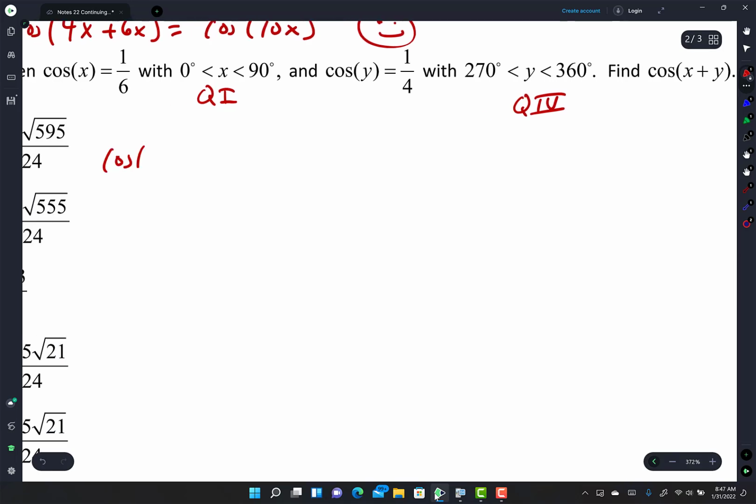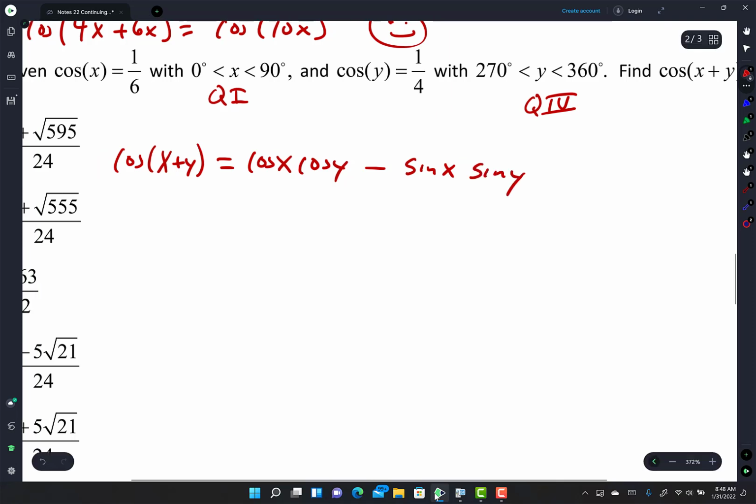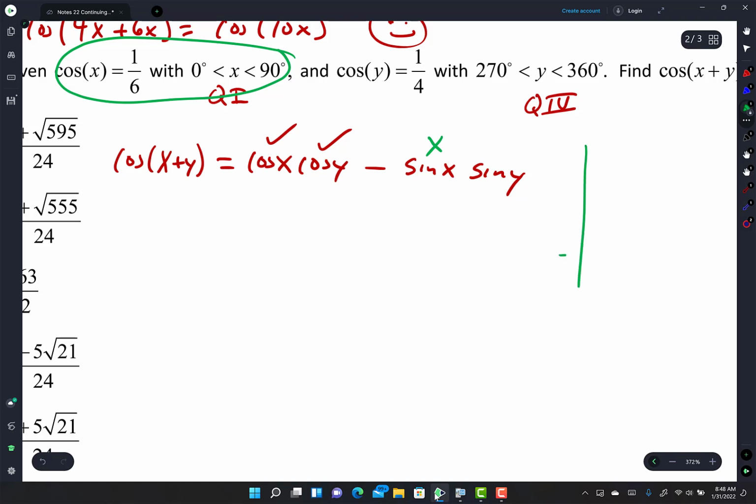So before I even start, I start with my formula. Cosine x plus y is cosine x, cosine y, minus sine x, sine y. Let's see what I have. I have cosine x, that's given, and I have cosine y, that's given. So I have the left-hand side. I need sine x and sine y. Do you guys want me to use different colors for both of them? Okay, so I'm going to find this one in green. This is the one that's for the x. So I'm going to draw it in quadrant 1, and I'm going to exaggerate quadrant 1.